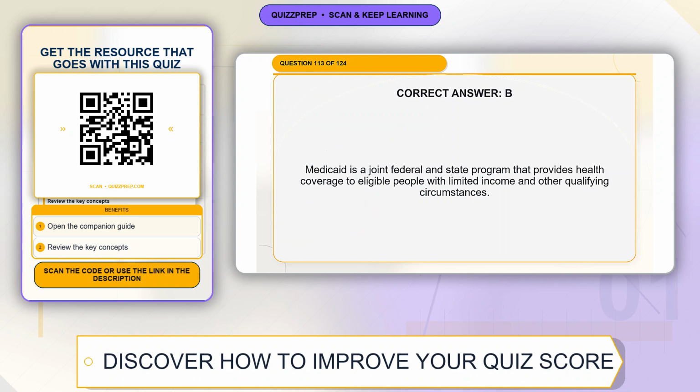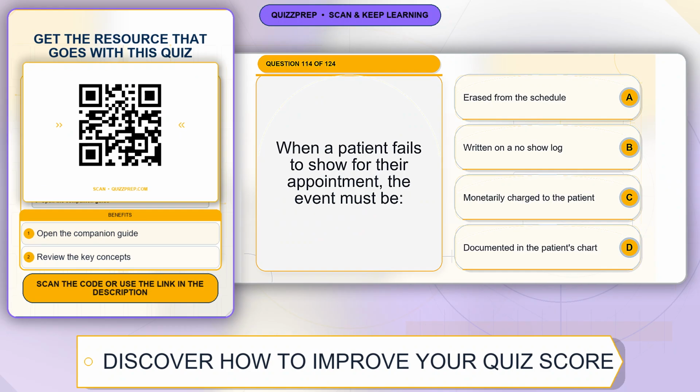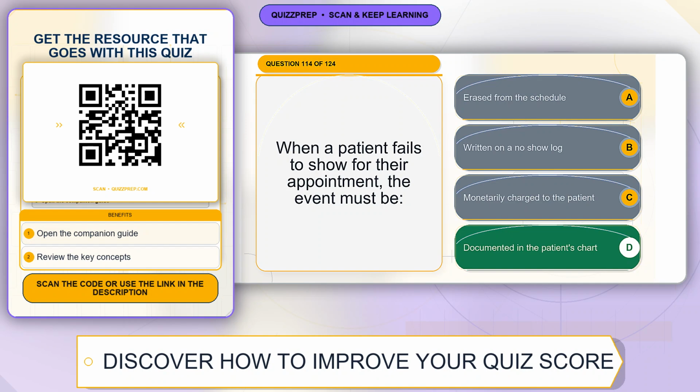Explanation: Medicaid is a joint federal and state program that provides health coverage to eligible people with limited income and other qualifying circumstances. Question 114. When a patient fails to show for their appointment, the event must be: Option A, erased from the schedule. Option B, written on a no-show log. Option C, monetarily charged to the patient. Option D, documented in the patient's chart. The correct answer is option D, documented in the patient's chart.